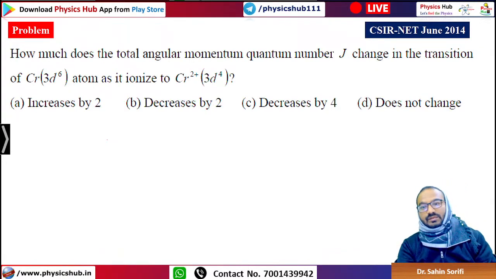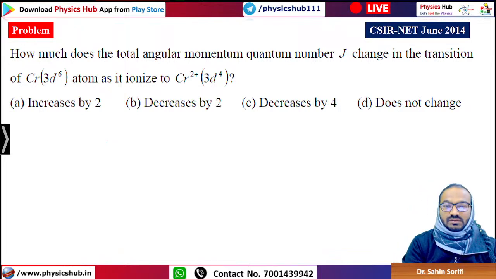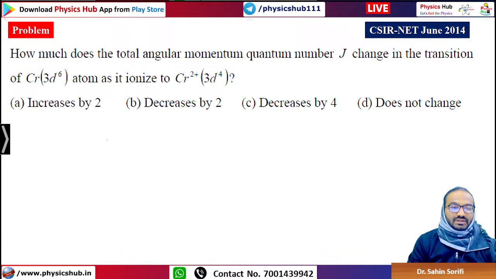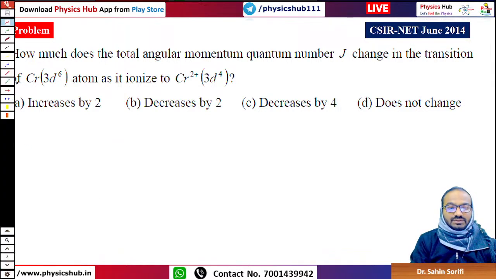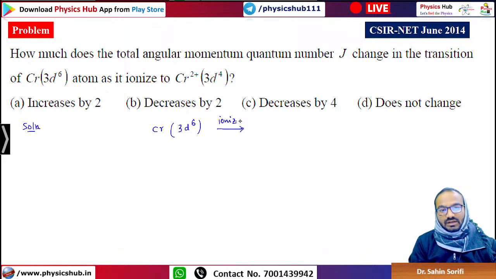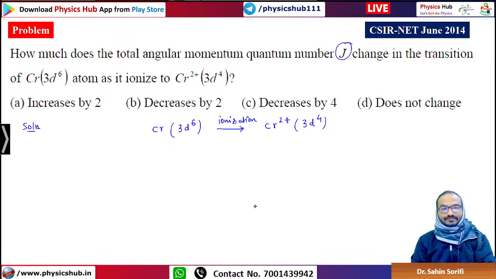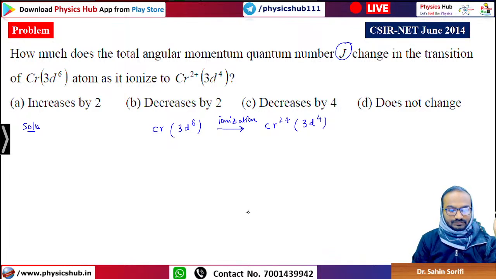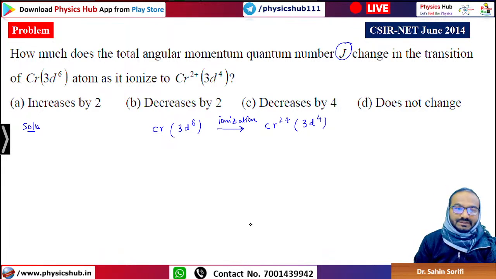So let us start with this homework problem I gave you on the last day. How much does the total angular quantum number J change in the transition of Cr 3d6 as it ionizes to Cr2+? We have been given this chromium atom with outermost shell electron configuration 3d6, and it undergoes ionization and is converted to Cr2+, becoming 3d4. In this process, how much this J value changes, that you have to decide. If we can evaluate the J values individually for 3d6 and 3d4, then our job is done.